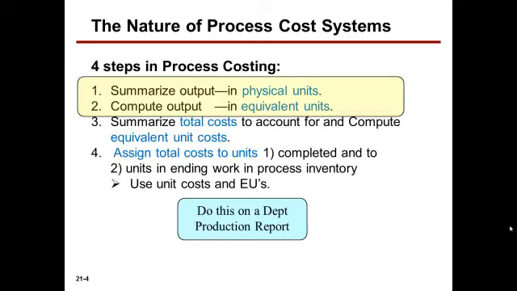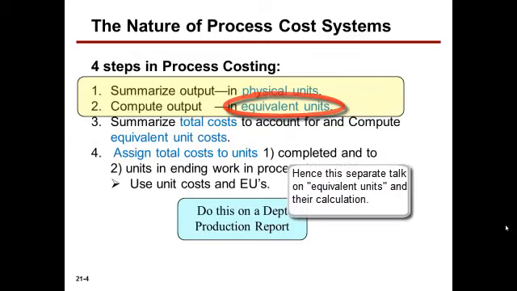I want to focus on the first two steps of this process costing, summarizing output in physical units and computing equivalent units of production. The equivalent unit of production is very critical to this process. If this number is calculated incorrectly, all follow-on steps will be incorrect.